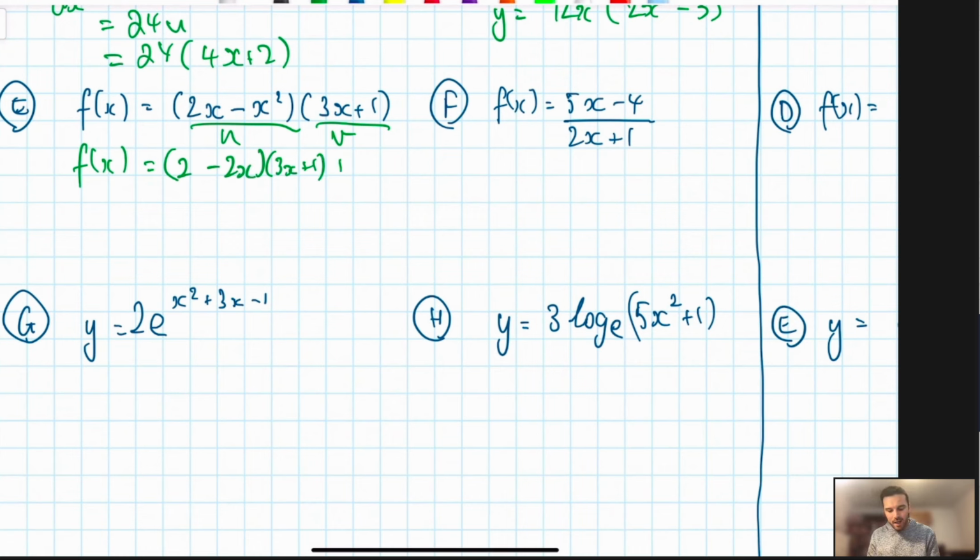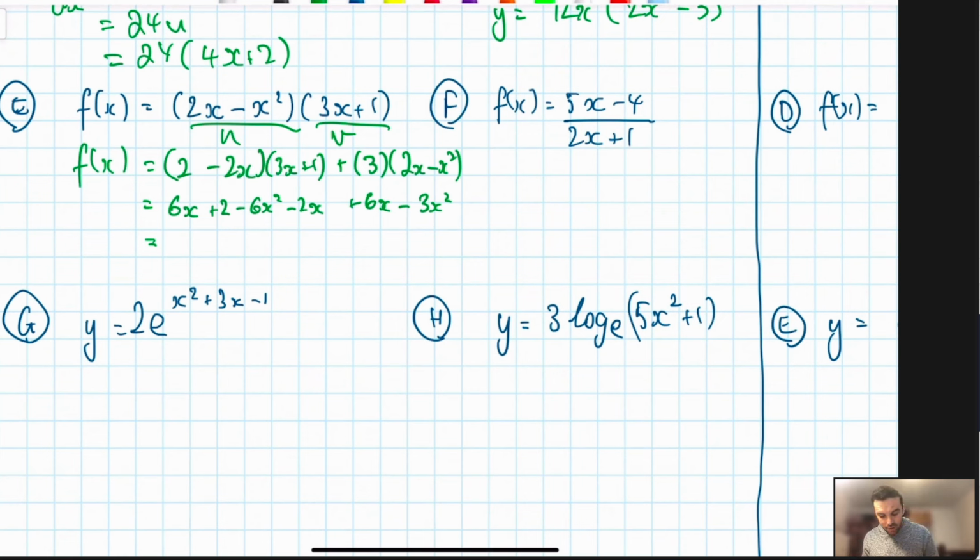And then we add, and this one's going to be v dash, so this is 3 lots of u, which is 2x minus x squared. Now with these, you can expand them and try to simplify them. So if we do that, it's going to become 6x plus 2, take 6x squared, take 2x, plus 6x, take 3x squared. Let's get those x squareds at the front.